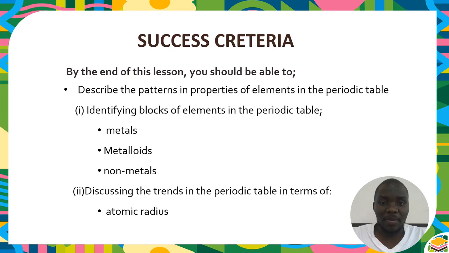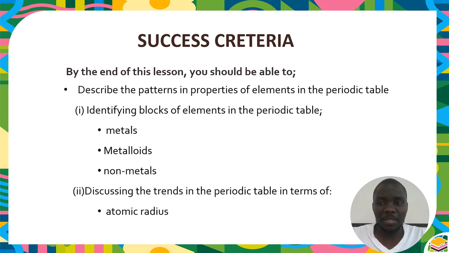So let us start by looking at the success criteria that we are supposed to cover by the end of this topic. By the end of this topic, we should be able to describe the patterns in properties of elements in the periodic table, identify blocks of elements in the periodic table, such as metals, metalloids, nonmetals. We'll be able to discuss the trends in the periodic table in terms of atomic radius.